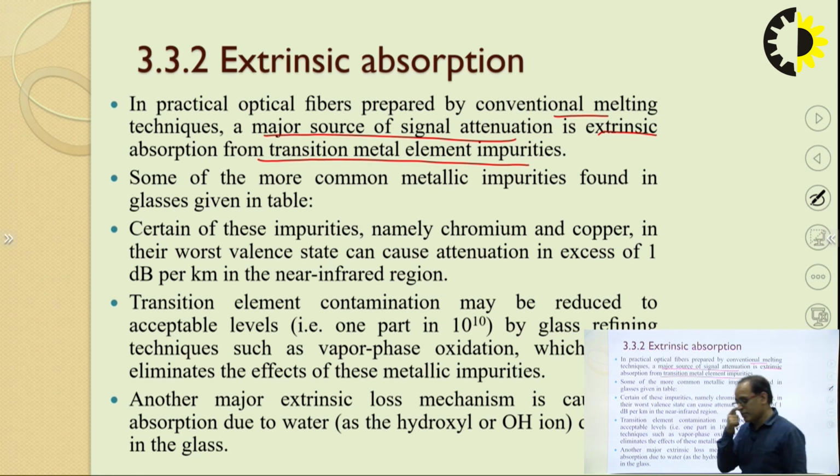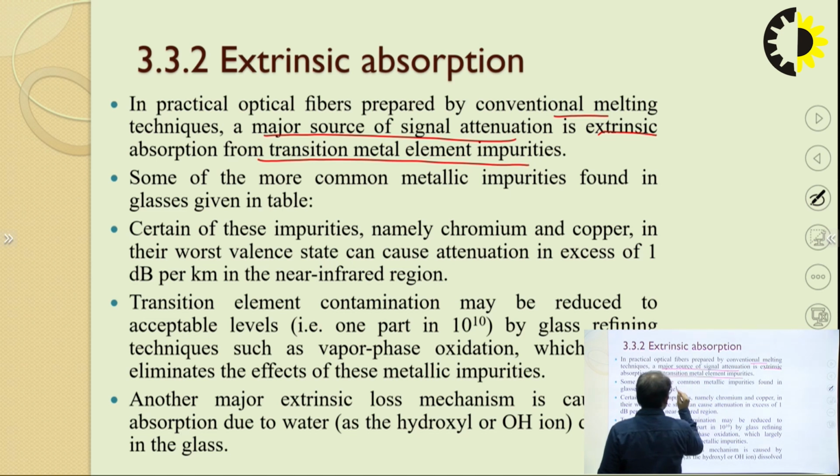These transition metals act as impurities in the fabrication of the optical fiber cable, and they cause absorption. Some of the major metallic components in the optical fiber cable we'll discuss in the next slide.